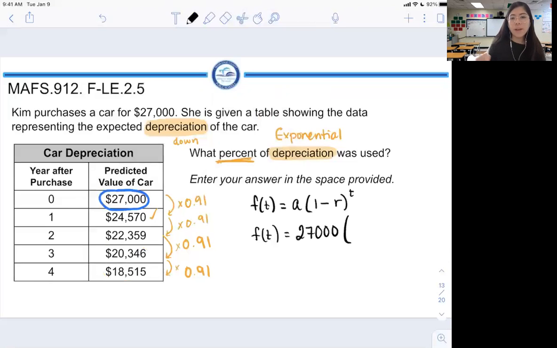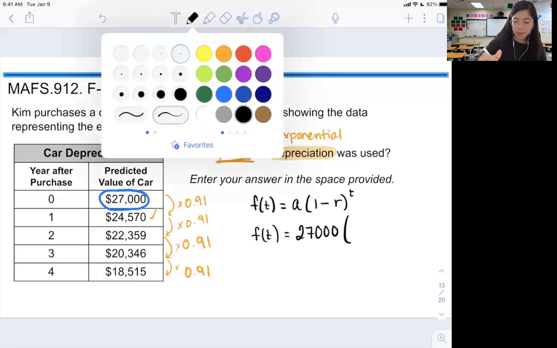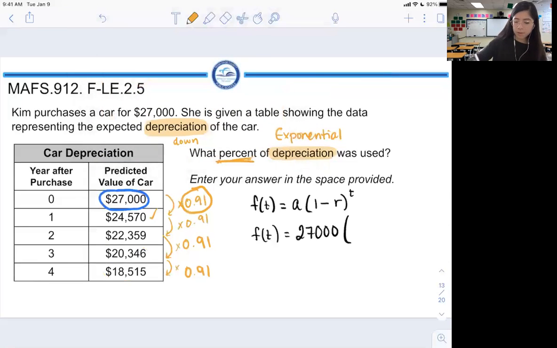Now I need to do 1 minus r. But I know from what I got in the table that 1 minus r equals 0.91. Because that's what I ended up doing, right? I had to multiply times 0.91 each time. So 0.91 is not my rate. How do I figure out the rate, the r? Because that's what I'm looking for.